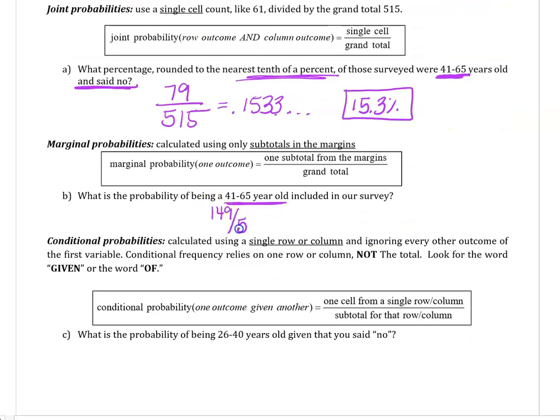149 out of our grand total of 515 is the number of people in that age bracket in our study. Now you'll notice I'm not dividing that or anything because it just said what is the probability. I'll just leave it as a fraction. That's a probability. Because remember I said probabilities could be fractions, decimals, or percents. The reason I changed it up here is because it specifically asks for nearest tenth of a percent. So just make sure you're reading.